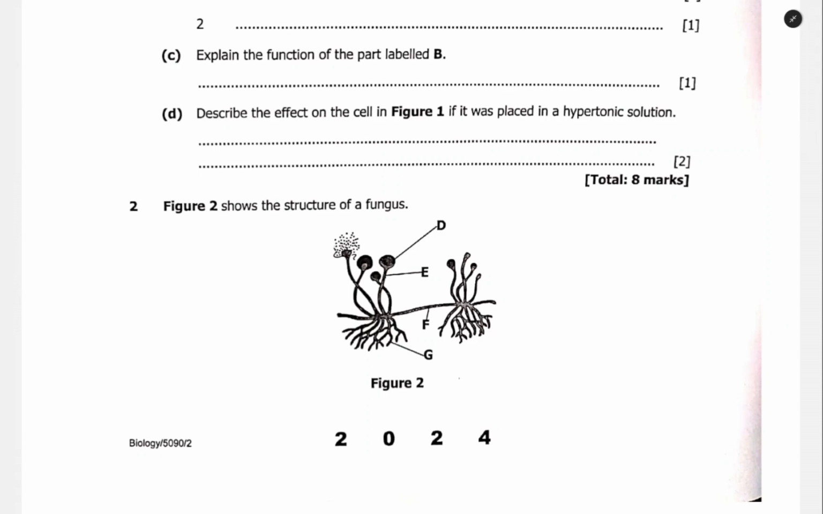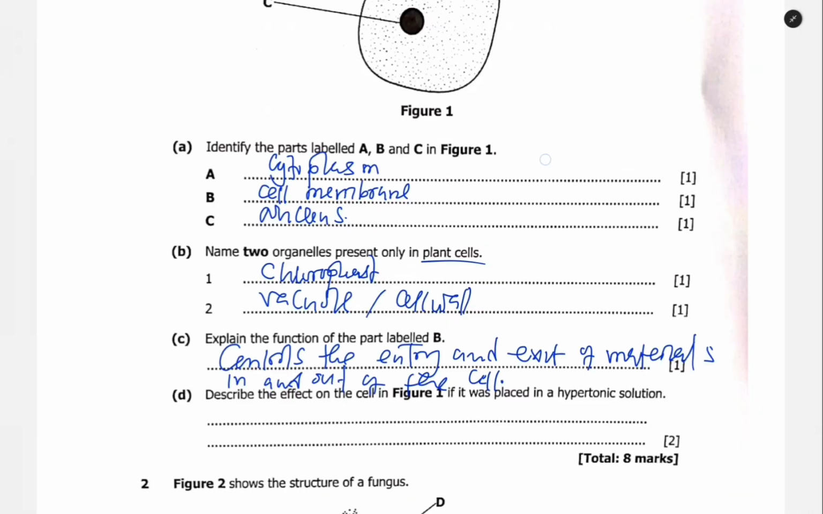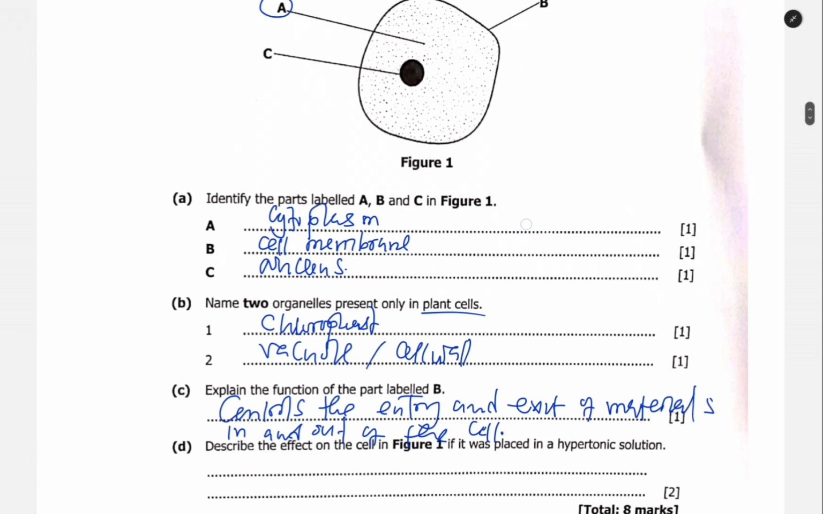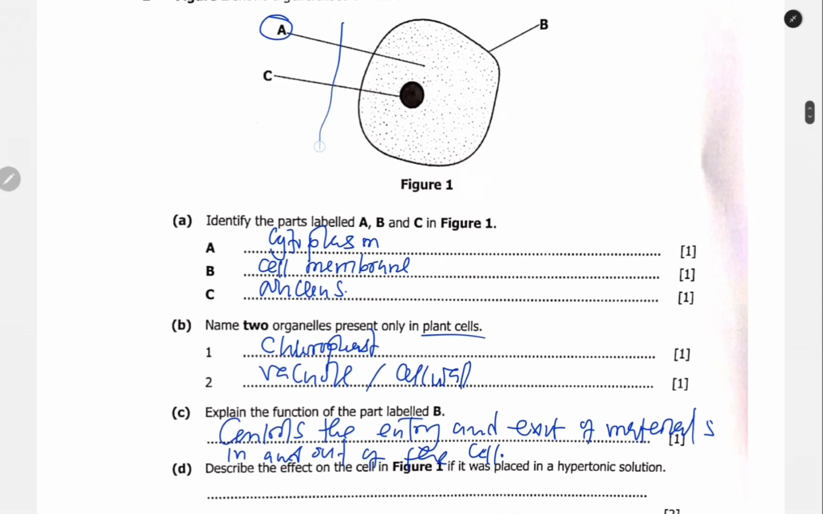And the question reads, describe the effect on the cell in figure 1 if it was placed in hypertonic solution. Hypertonic solution, you are comparing the cell. So here is a cell, and let me just put maybe a solution. A hypertonic solution is concentrated, so highly concentrated compared to the inside of the cell. So it means the cell is the less concentrated part.